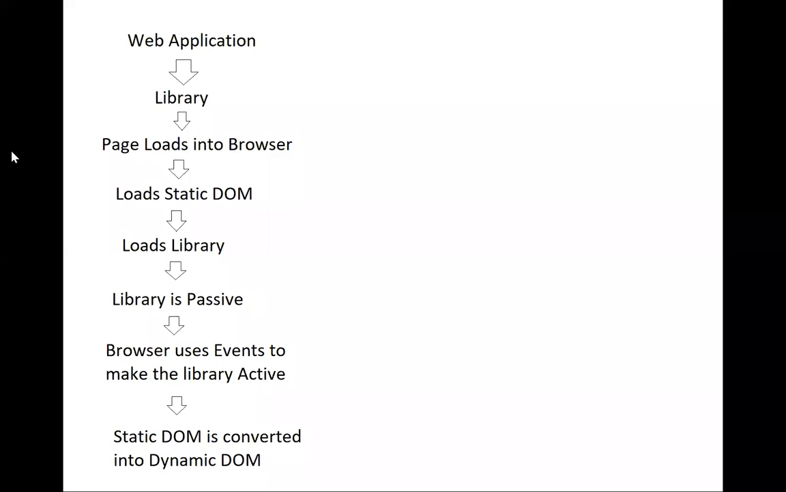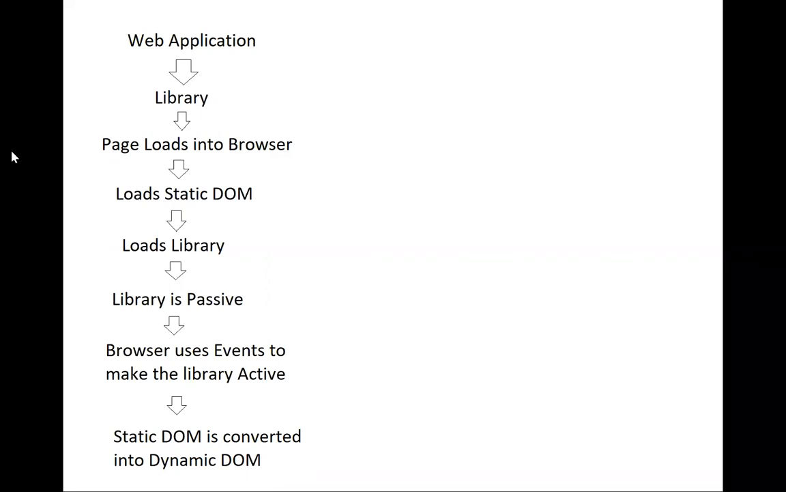When we are using a library, first the page loads into memory, the browser. After loading the page into the browser, the library loads into the browser. Page is ready, DOM is ready, library is also ready, but the library is not taking control over the page, over the DOM. That means it is not responding to you. You have to explicitly make the library active.